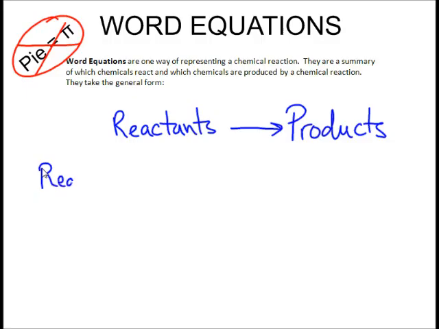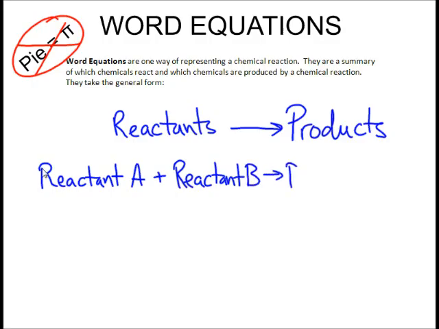So the general form could be this: reactant A plus reactant B produces product 1 and product 2. So when we take a look at that, we see the addition of the plus sign just to separate our reactants and our products. So we see the use of some symbols.